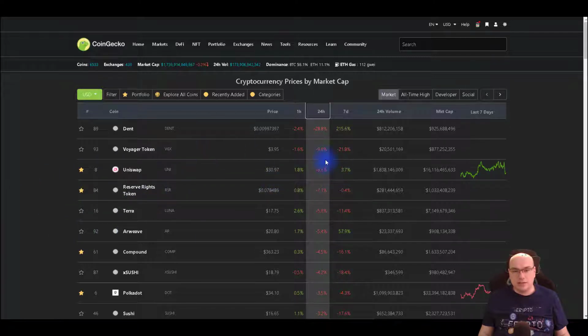The losers are Dent, 28.8% to the downside, Voyager token 9.6% to the downside, and Uniswap 8.6% to the downside. Unfortunately, I guess not many people received the version 3 update well. I think many, me included, expected more changes that will bring less fees on Uniswap version 3. Unfortunately, that problem will not be solved yet, from what I've seen in their post.